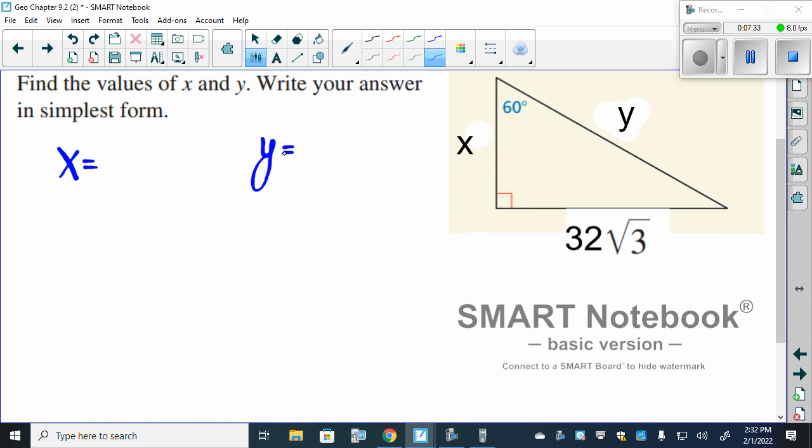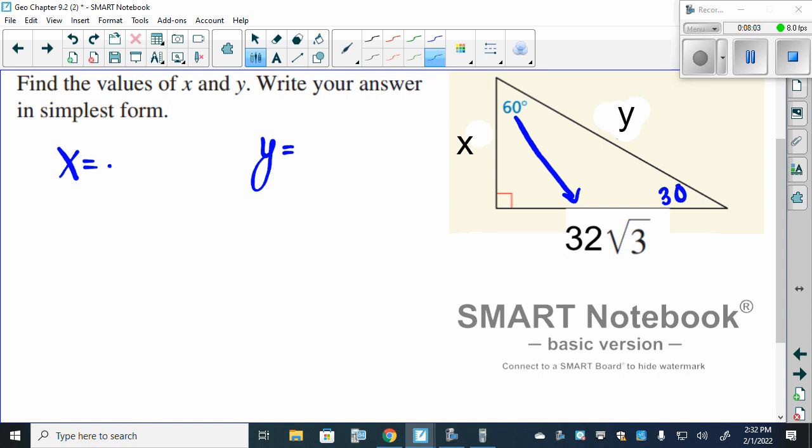So we do need to solve for x and y. Now 32 square root of 3 is going to be which side? Short, long, or hypotenuse? Because we have 60 degrees here, this is going to be the long side, because the long leg is always opposite the 60 degrees. Hypotenuse is always the biggest.